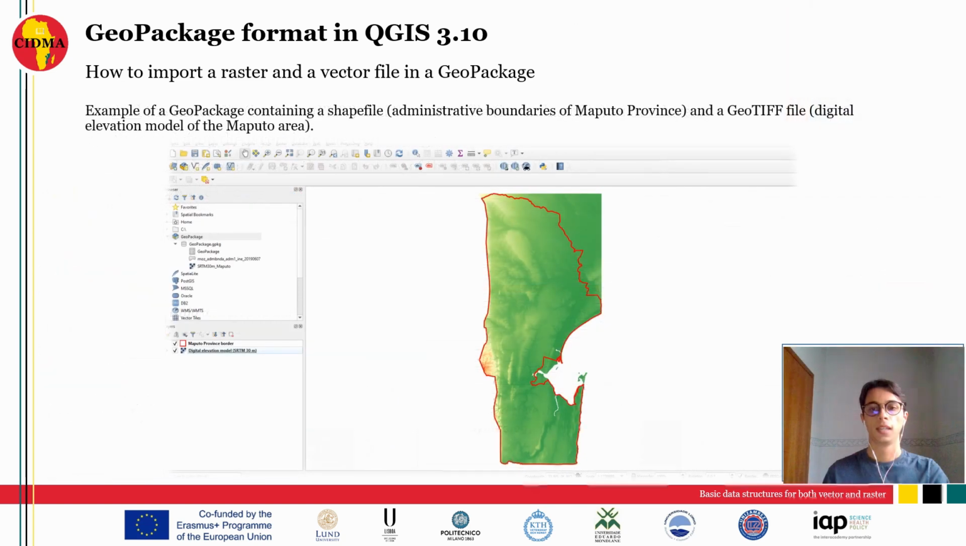In this slide, you can see the final result. We have the new GeoPackage file that contains two different files. In particular, a shapefile that represents the administrative boundaries of Maputo province, and a geotiff file that represents the digital elevation model of the same area.